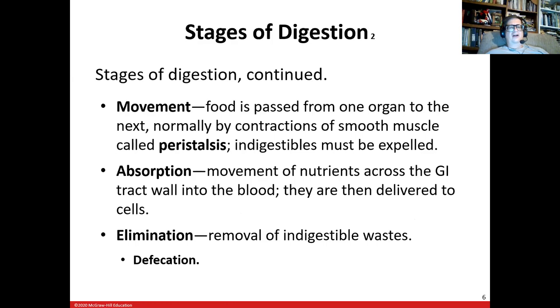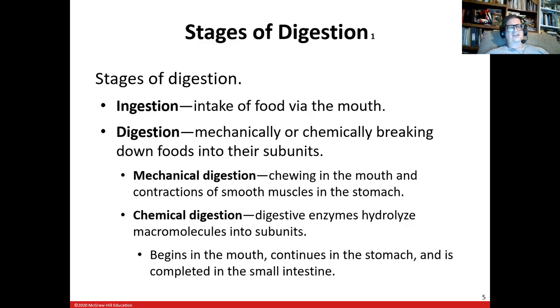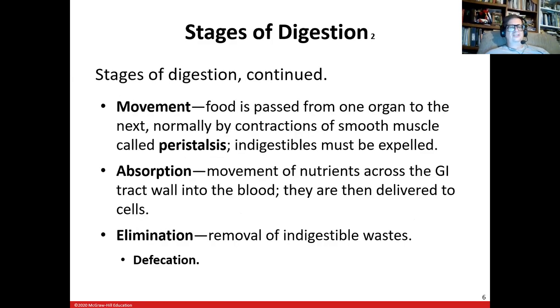All right, so stages of digestion continued. We went through mechanical digestion and chemical digestion. Now we have movement, passing the food from one organ to the next. This is smooth muscle contractions. We call it peristalsis. If you think about when you swallow, when the food gets about there in your throat, it just goes straight down.